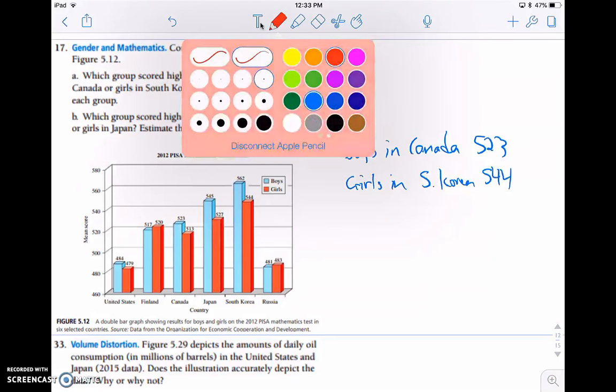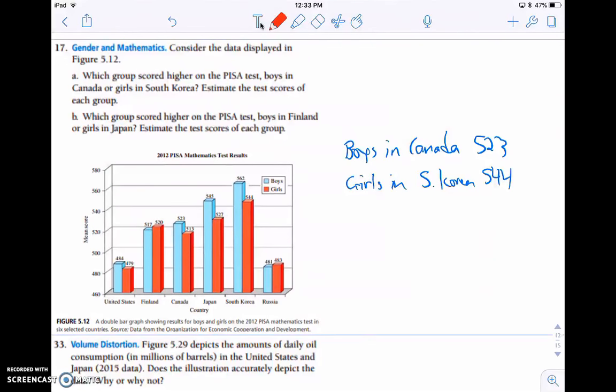Okay, part B wants us to compare the boys in Finland. So again, we're looking at Finland. Boys are blue there. So the boys in Finland, they score a 517. When we look at that average score, and then when we compare that to the girls in Japan, they scored a 527. So the girls in Japan would have fared better.